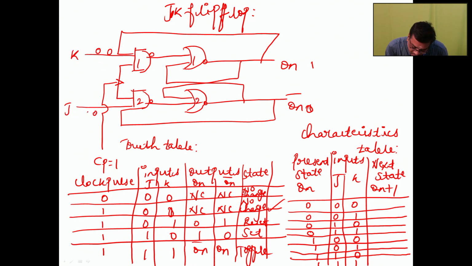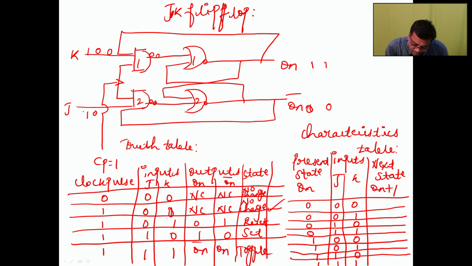Next, I am giving 0 1 here. I am giving a high value to J. This 1 will access as an output here, and this 0 will access as an input. So we have to consider that the normal output is 1 and the inverted output is 0. Similarly we get 1 here.